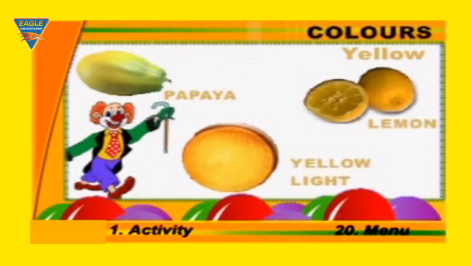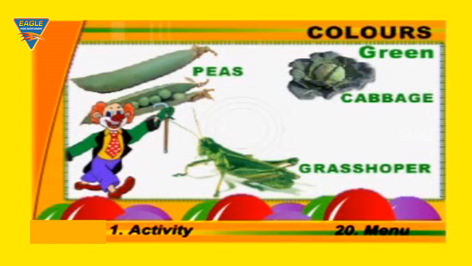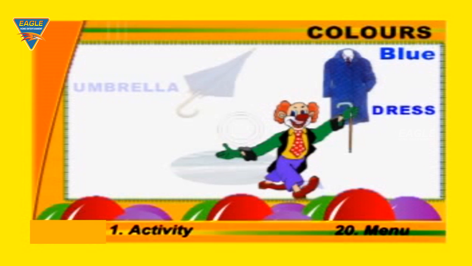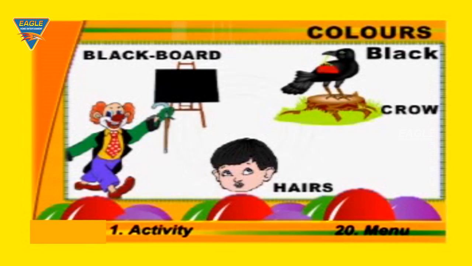This is green color. Cabbage is green. Grasshopper is green. Peas are also green. This is blue color. Dress is blue. Sea is blue. And this umbrella is also blue. This is black color. The crow is black. This pear is black and board is also black.